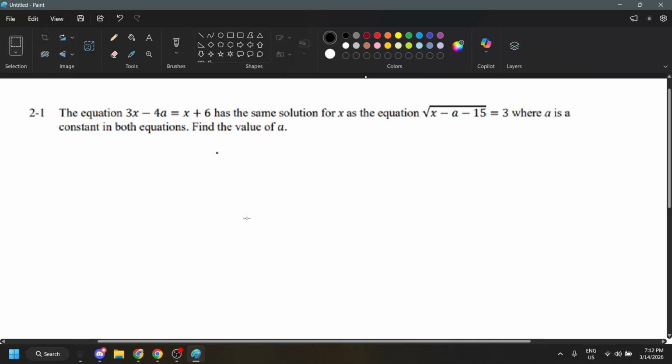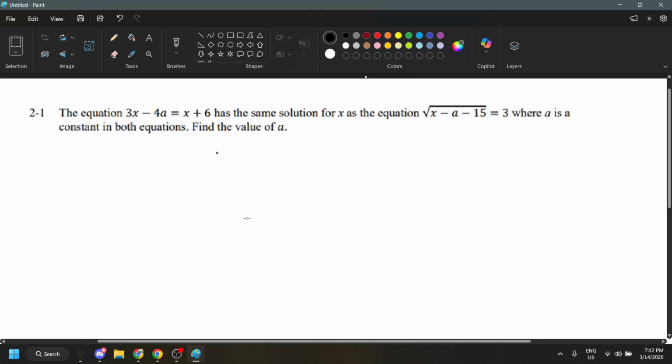Oh, locking in. Okay, the equation 3x minus 4a equals x plus 6 has the same solution for x as the equation root x minus a minus 15 equals 3, where a is a constant in both equations. Find the value of a.